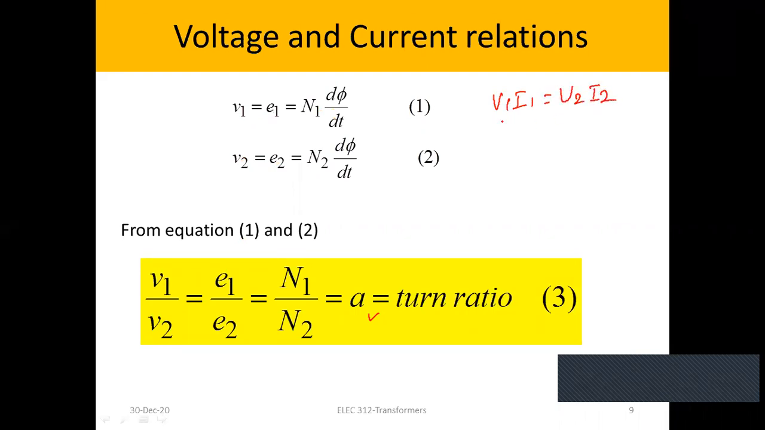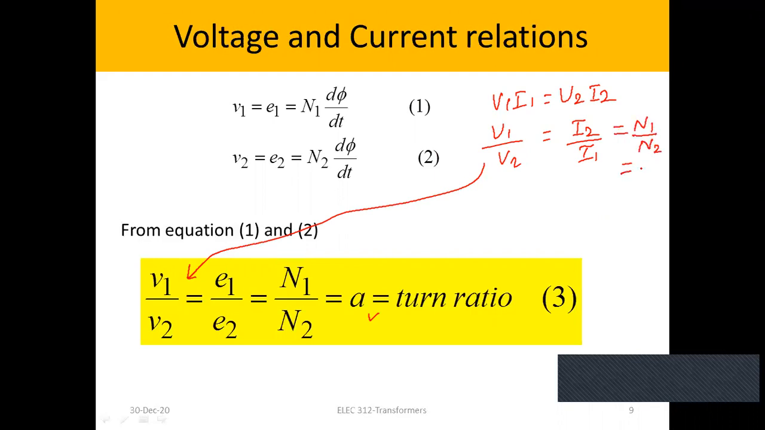So you can write this equation as V1 by V2 equals I2 by I1. From here you see what V1 by V2 is using this relation. V1 by V2 is N1 by N2, and N1 by N2 is the turn ratio. This is called the turn ratio of the transformer.